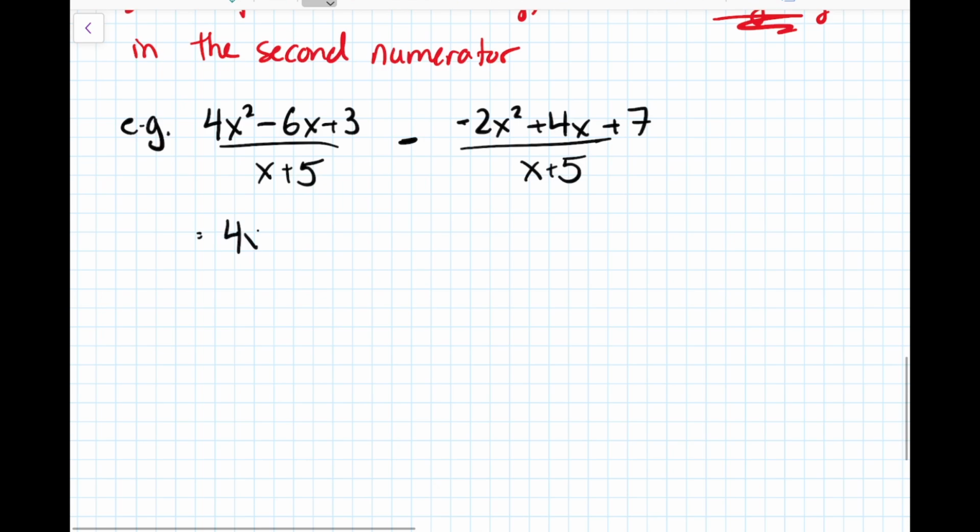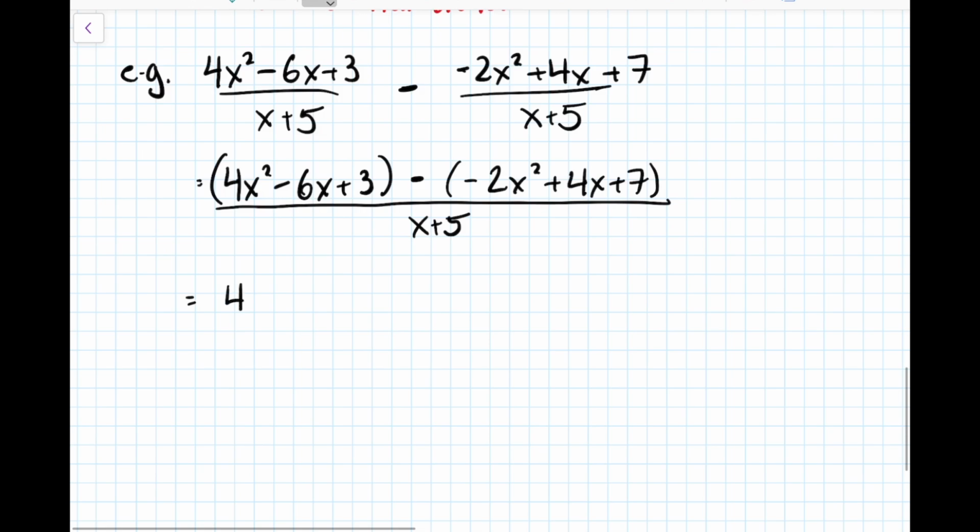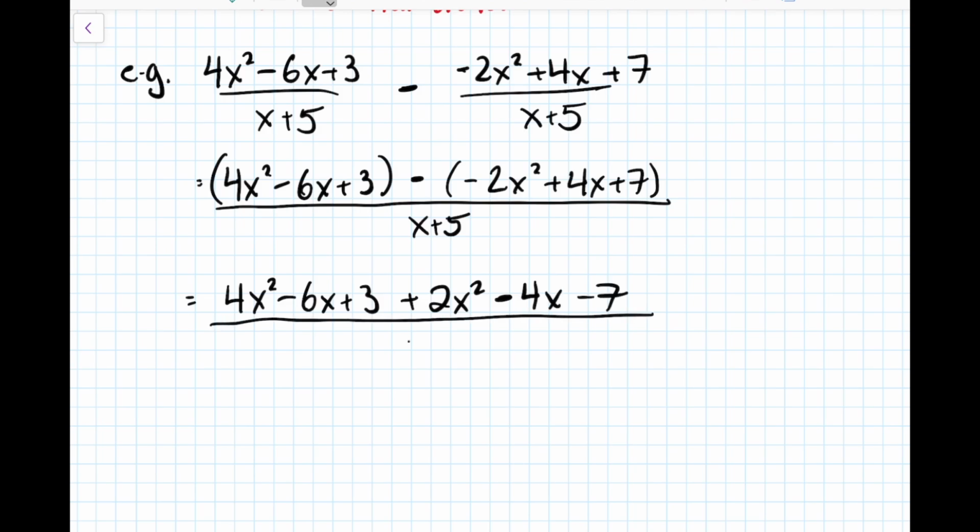So I'm going to break this down a little more than I typically would if I was just doing it for myself. So what we've got here is 4x squared minus 6x plus 3. And so that whole thing is being subtracted with negative 2x squared plus 4x plus 7. All of that is over x plus 5. And so when you get rid of those brackets, when you do your subtraction, this becomes 4x squared minus 6x plus 3, right? The first one doesn't change. And then since we're subtracting negative 2, that's going to become plus 2x squared minus 4x minus 7. Still all over x plus 5.